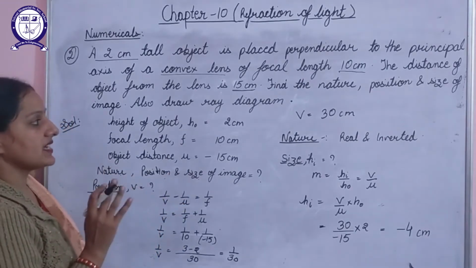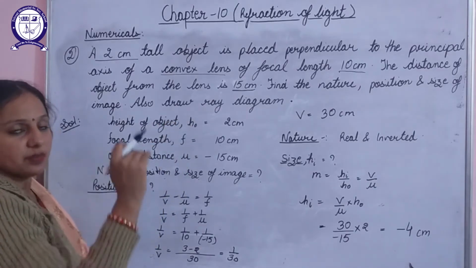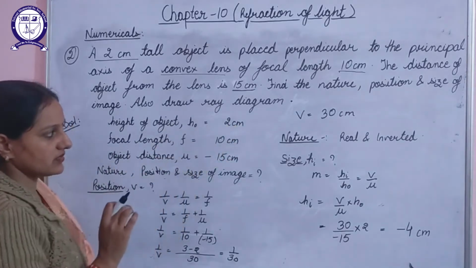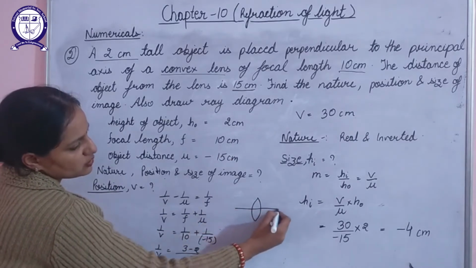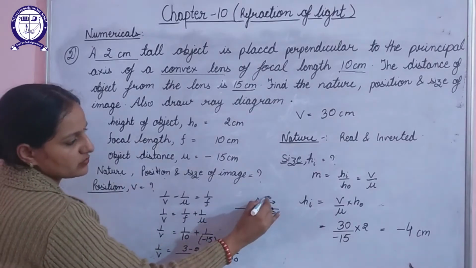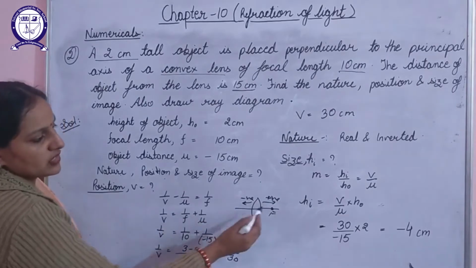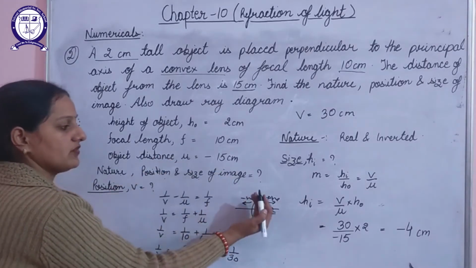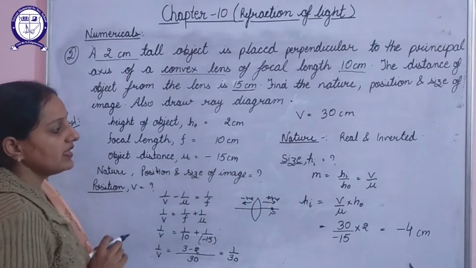Now we'll apply sign convention. Height of object, as object is always placed above principal axis, so its height will be taken as positive. If we talk about focal length, if it is a convex lens, its focus lies on right hand side and the distances towards right will be taken as positive and towards left will be taken as negative. So its focal length will be positive. Object is always placed towards left side, so object distance will always be negative.